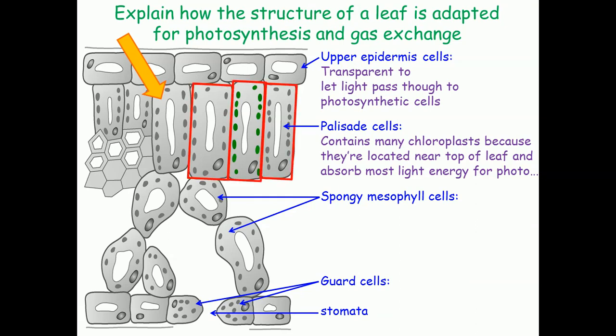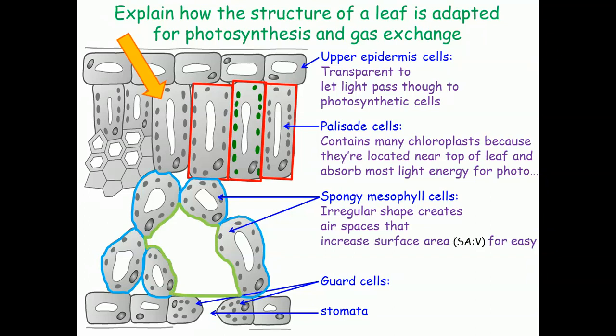These palisade cells are also regularly shaped, so they're very tightly packed to contain as many palisade cells together near the top of the leaf. The spongy mesophyll cells are irregular shape, and this creates air spaces, and that airspace increases the surface area so that it's easy for gases to diffuse into the photosynthetic cells. So an example is carbon dioxide diffusing into the cells so that they can do photosynthesis.